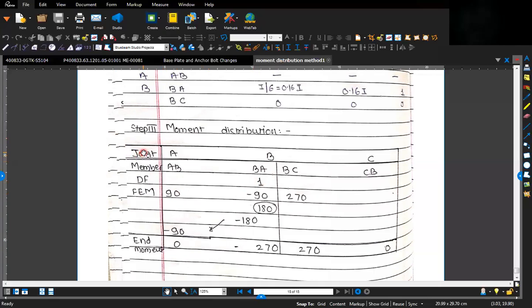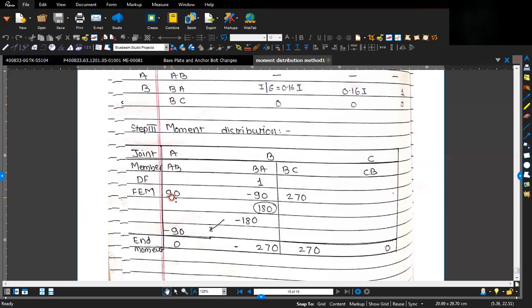Then the first point is joint. Joints are A, B, and C. Where the beam span ends, put one line. This is only a two-span beam, that's why we kept two columns here: AB and BA, and from B to C, BC and CB. Then moving towards the distribution factor, it is only present for the BA support, that is 1. So 1 will be the distribution factor.